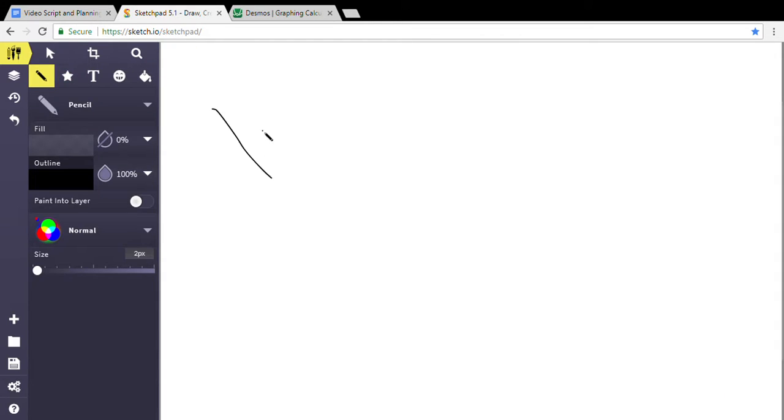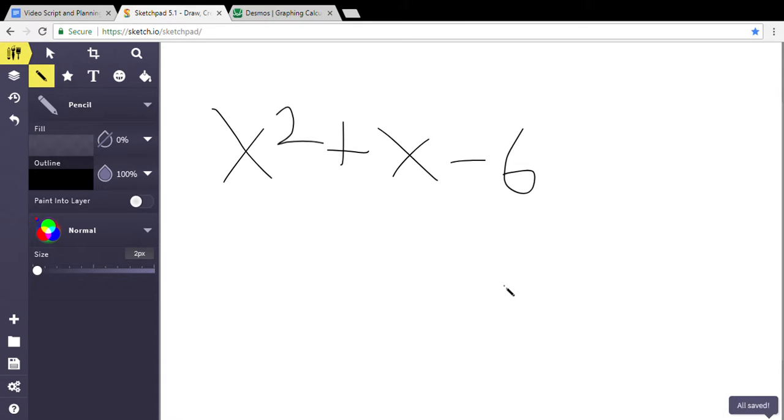So for x squared plus x minus 6, we would have to factor it out into two different factors because the degree of the polynomial is 2. Every polynomial has a number of zeros equal to its degree, in this case 2.